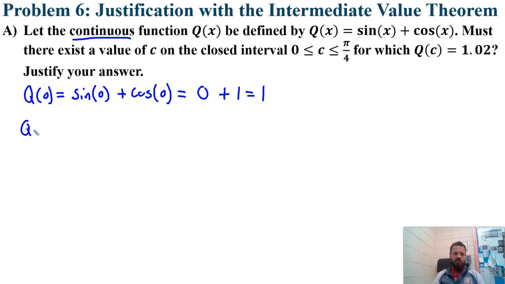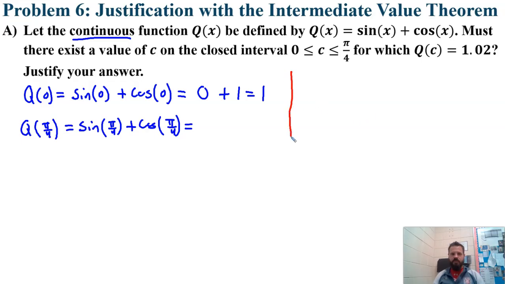We'll also look at q of pi over 4, which would be equal to sine of pi over 4 plus cosine of pi over 4. Now, as far as what that's equal to, we've got a little trig to do. Let's make a little side note here. Pi over 4 radians is the same thing as 45 degrees. We know that pi radians is 180 degrees, so 180 divided by 4 would give us 45.